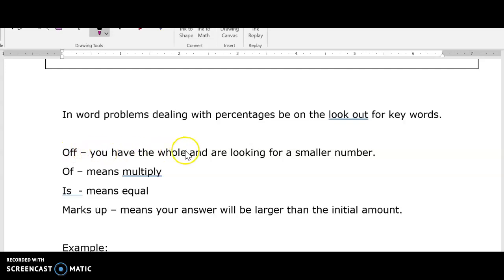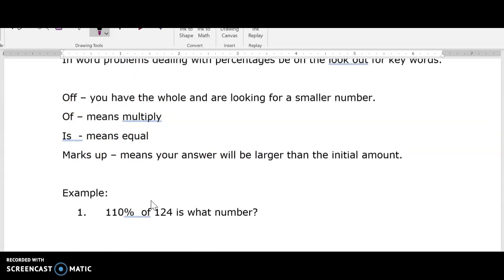Off: you have the whole and you're looking for a smaller number. So 75% off of a product on sale means the total answer is going to be smaller. Of means to multiply. Is means to equal. Marks up means your answer will be larger than the initial amount. So if you can pick these words out, your reasonableness will help.